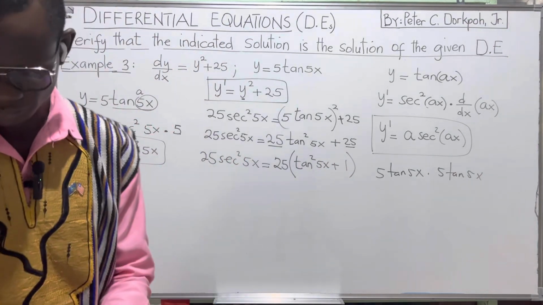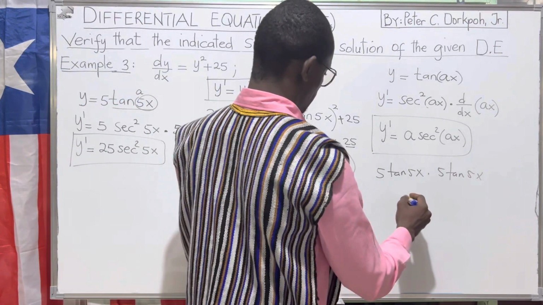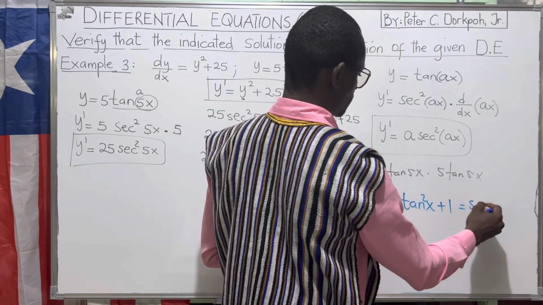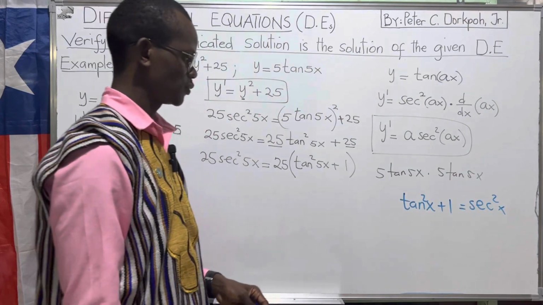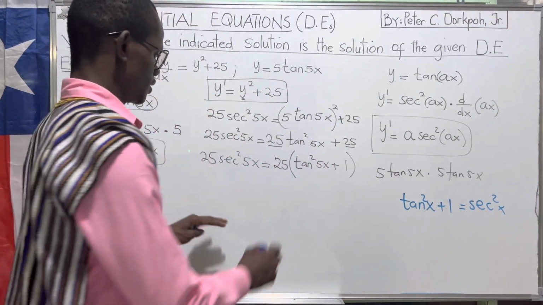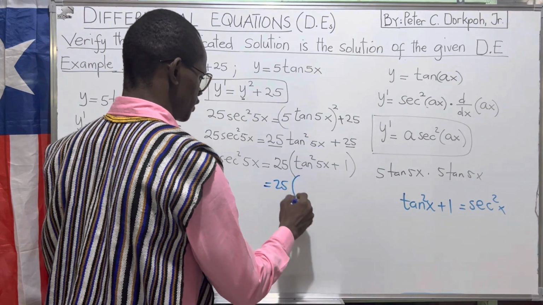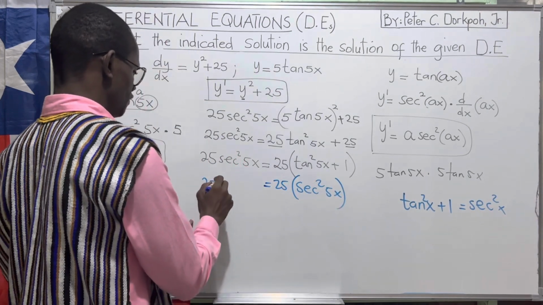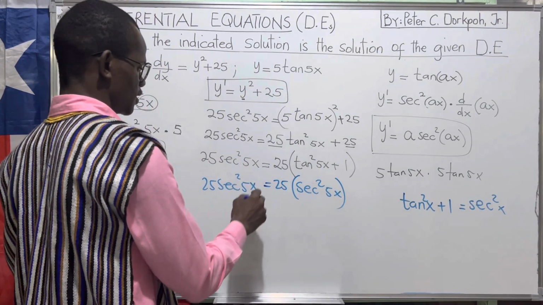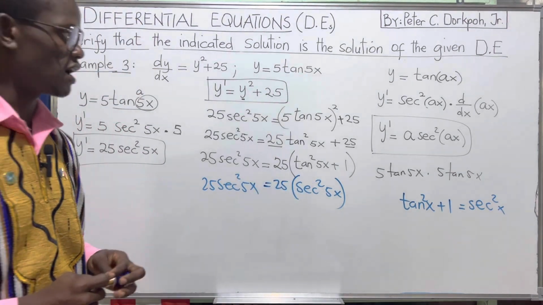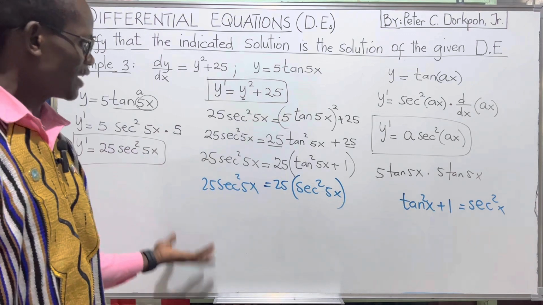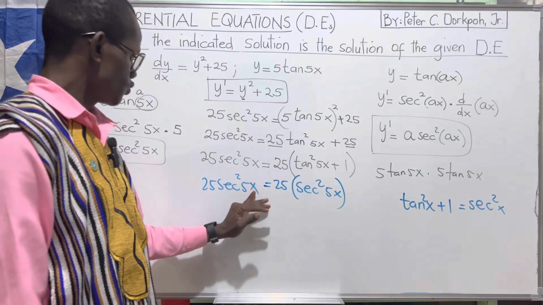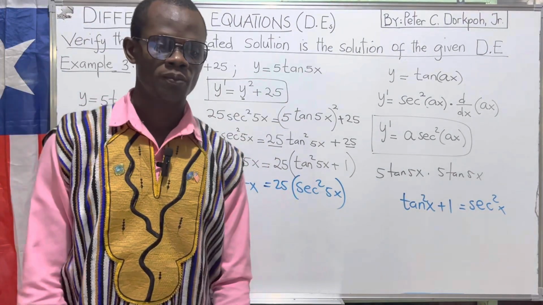But we know that tangent square x plus 1 is just equal to secant square x. So given that x now represents 5x, we will just have 25 times secant square 5x. So 25 secant square 5x equals 25 secant square 5x. So you have then verified that actually this solution is a solution to this differential equation, since through our verification the left hand side is equal to the right hand side.